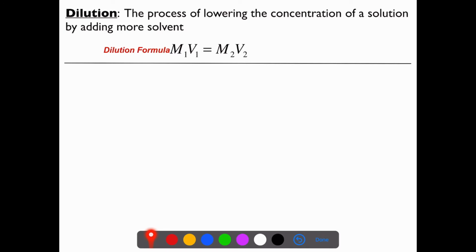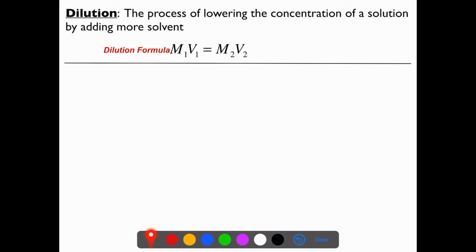So the other thing we want to learn how to do is to calculate the concentration of a solution as it's diluted. And so we can use what's known as the dilution formula here. Dilution is the process of lowering the concentration of a solution by adding more solvent. So if we have some solution, we add more water to it, what is the final concentration of that solution going to be? And so here's the dilution formula. M1 V1 equals M2 V2. The M's are molarity, so initial molarity times your initial volume is equal to the final molarity times the final volume. So we can go through an example of how this works.